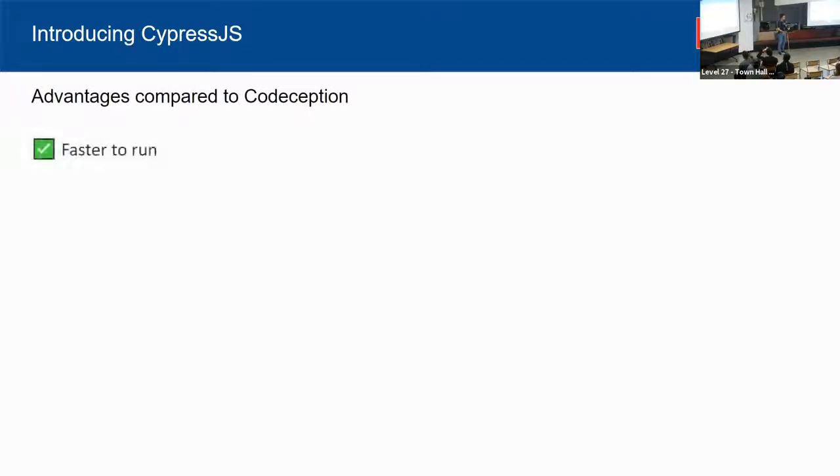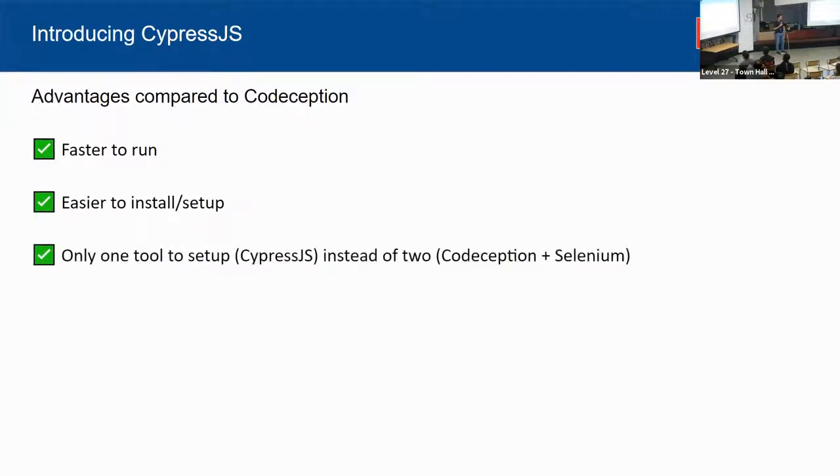Advantages compared to Codeception: it's really fast to run. It can take a few seconds to test a page. It's very easy to install and set up. You have only 1 tool instead of 2, so you have only 1 tool to manage and to write your code. It's the interaction with the front end, and it can be run via UI or CLI.